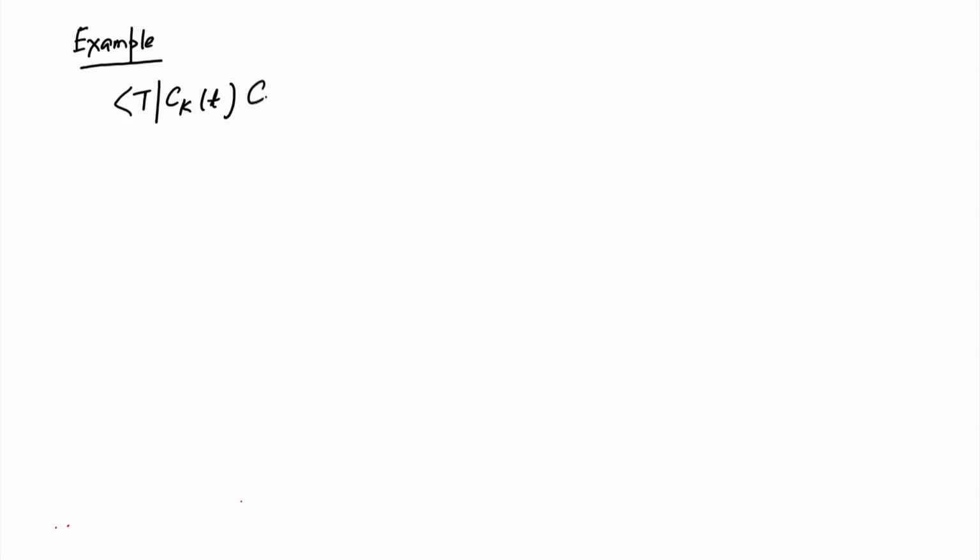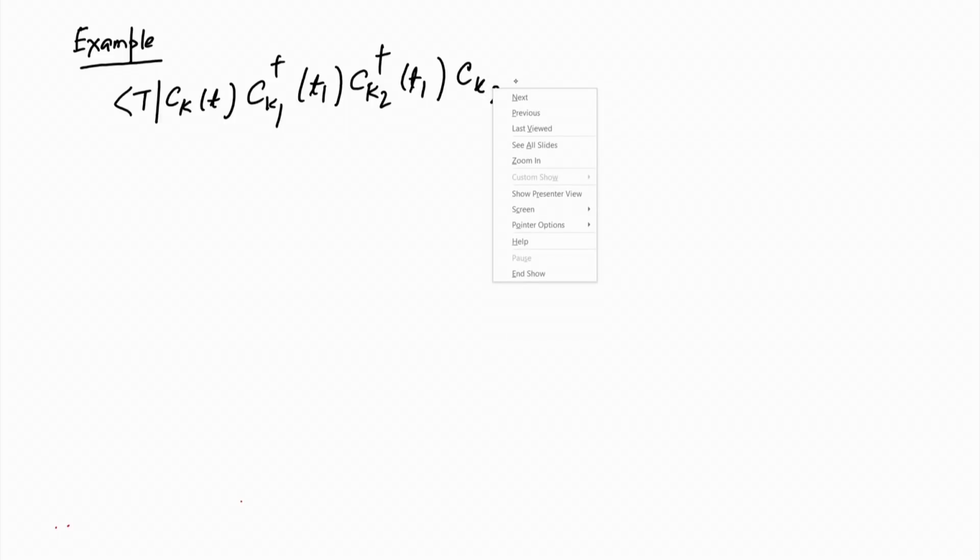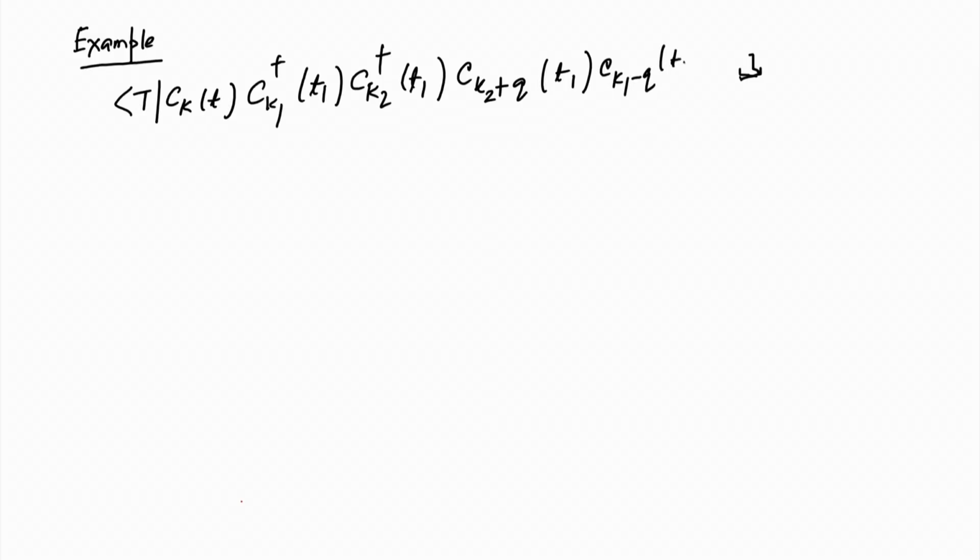So, it is T of c_k(t), c_k1 dagger(t1), c_k2 dagger(t1), c_k2 plus q(t1), c_k2 plus q(t1), c_k1 minus q(t1), and c_k dagger(t prime), and so this is the one that we are going to have.